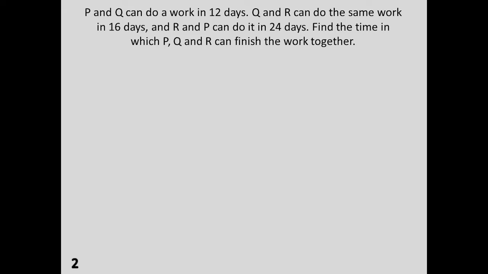Question 2. P and Q can do a work in 12 days. Q and R can do the same work in 16 days. And R and P can do it in 24 days. Find the time in which P, Q and R can finish the work together.